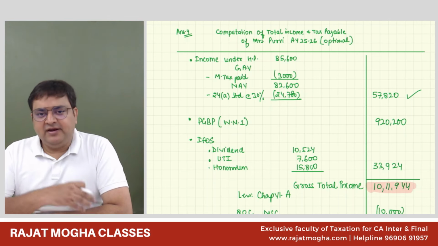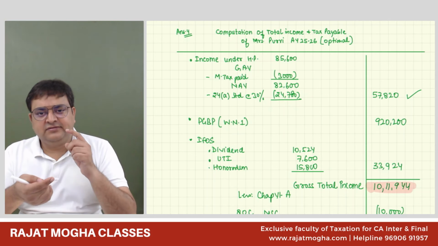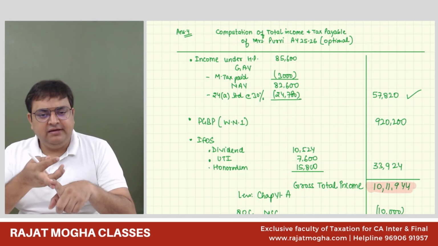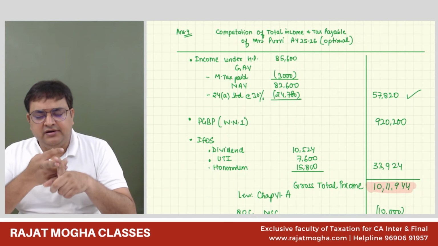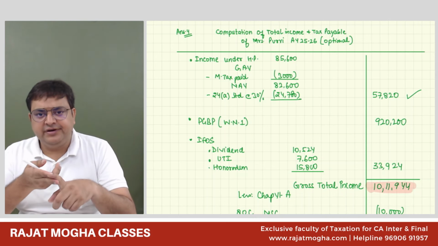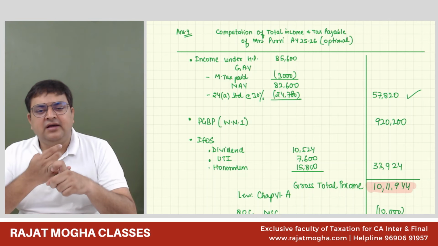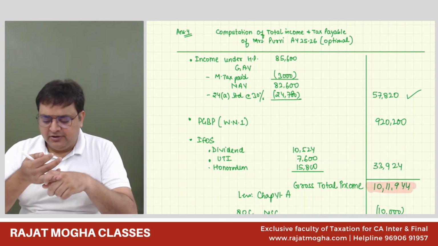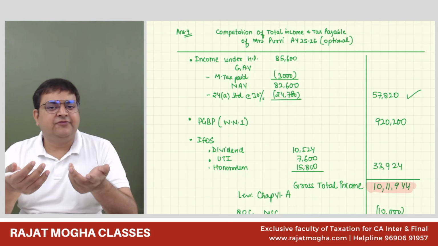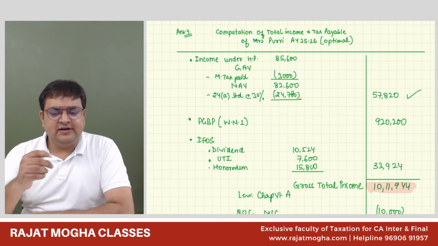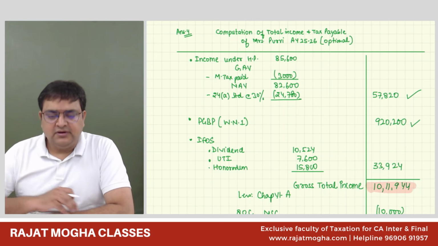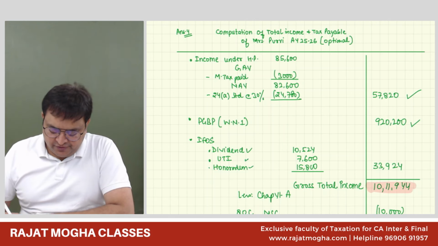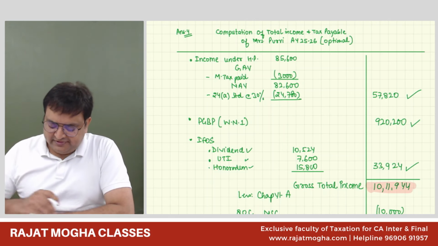In PGBP, we understand that there are three differences. One is additional depreciation, which is not there. Second is 35AD businesses, like 100-bed hospital, hotels, etc., which is not there. And the last one is outside research contribution, which is not there. So all those three which create differences are not there. So now there would be no differences. It is the same as default. In IFOS, dividend, UTI, honorarium, there would be no difference. So it would be the same.